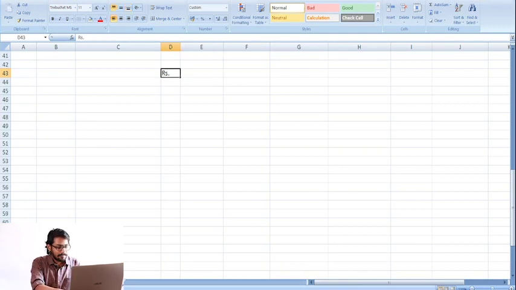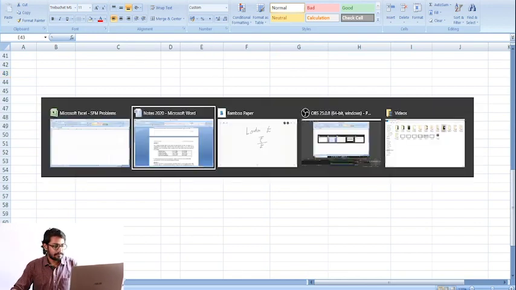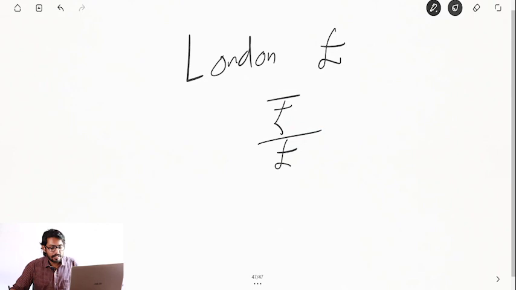I think we'll do it in Excel. We'll do it in Excel. Okay, so I resumed back. All right, we'll do it in bamboo paper itself.